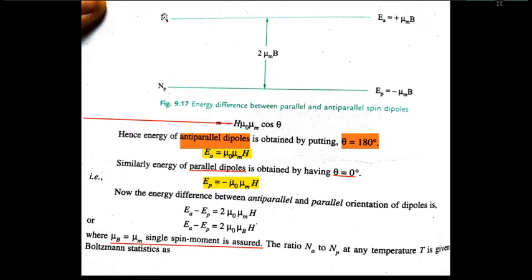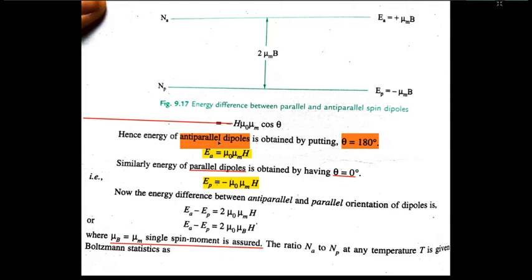सो मैंने ऊपर बता दिया, आई एम सॉरी. और EP parallel उसके कंपेयर में थोड़ा नीचे आएगा. कितना कंपेयर में नीचे आएगा? 2 μm B. क्यों? क्योंकि if you are taking a difference of these two, it will come 2 μm B. कैसे? Just check it up here.